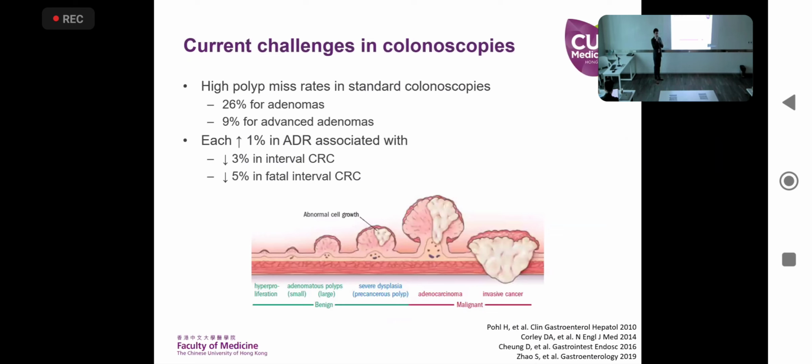Moving back, as gastroenterologists, we always do top and tail colonoscopies. There are many challenges in our routine colonoscopies, and one of them is the high polyp miss rate. The literature reports up to a quarter of adenomas missed and around 10% of advanced adenomas missed. It means there is a high risk for these residual lesions to grow into interval cancer. There are data showing that a 1% increment in adenoma detection rate by the endoscopist is associated with a 3% lower risk for interval cancer and a 5% lower risk for fatality in the future as well.